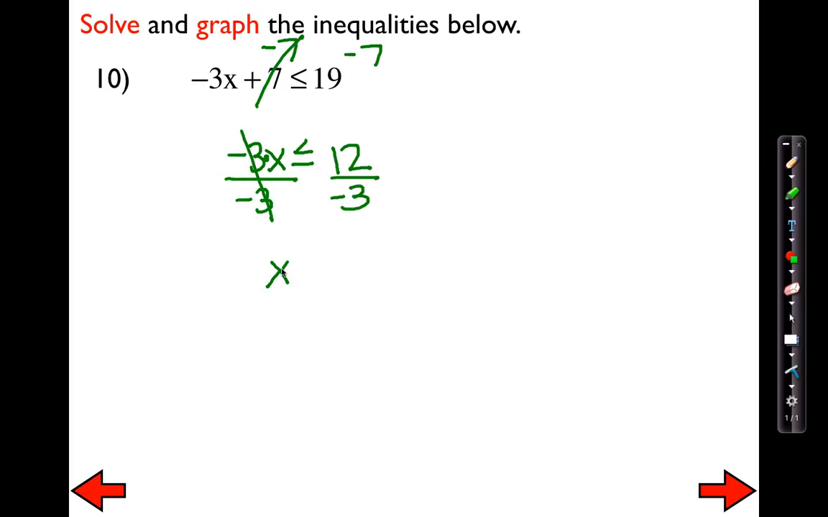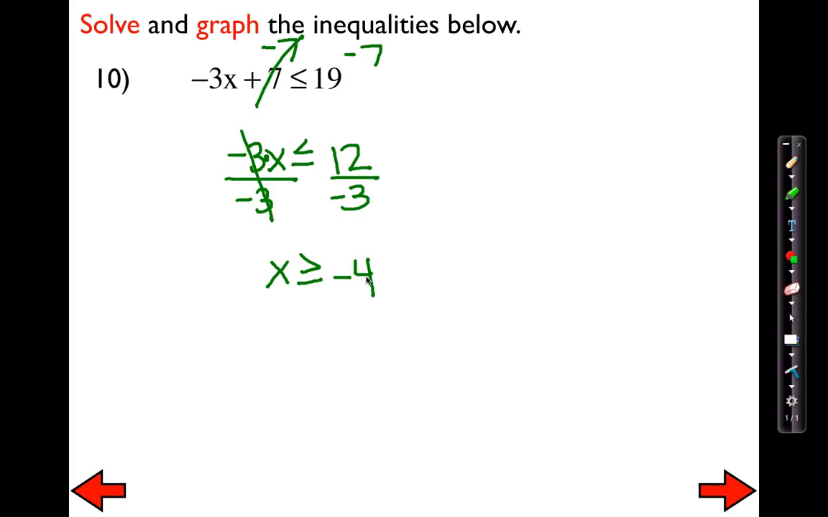Now, once again, before I actually write down the inequality symbol, I'm going to ask myself, did I by any chance multiply or divide by a negative number? The answer in this case is yes, and for those reasons, I'm going to have to switch the sign from less than or equal to, to greater than or equal to, and 12 divided by negative 3 is a negative 4.